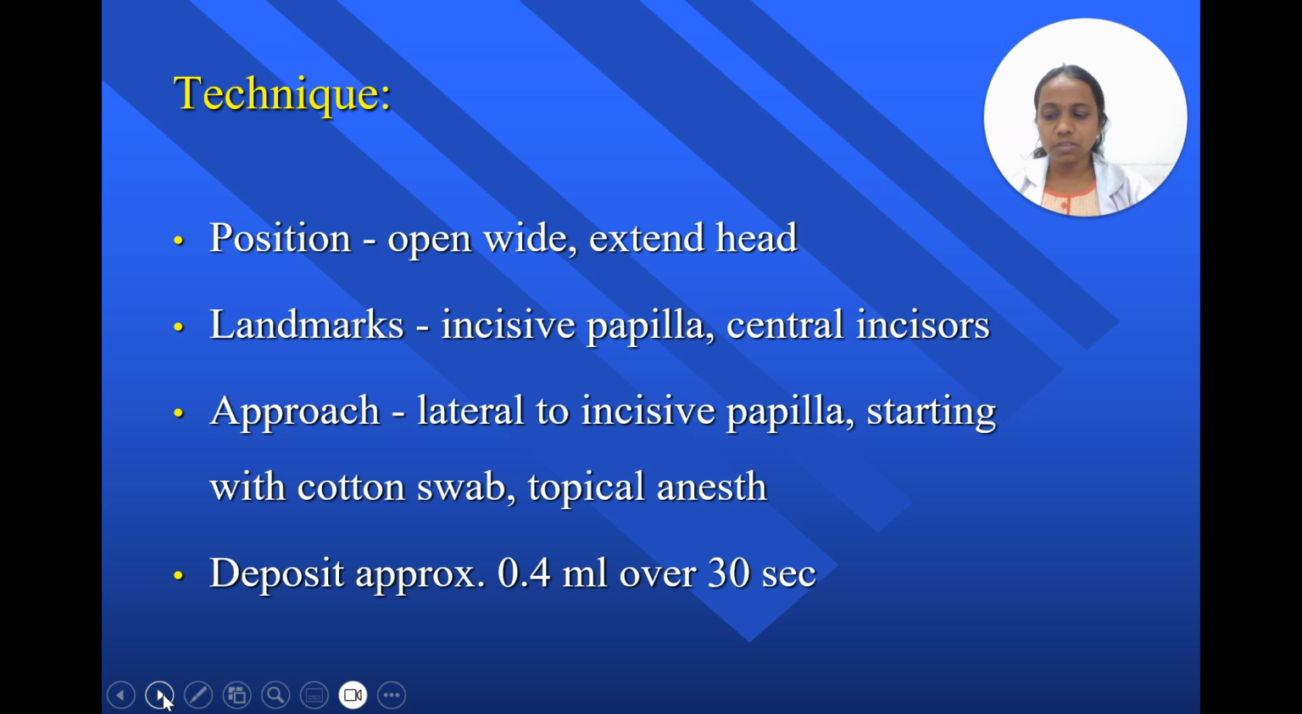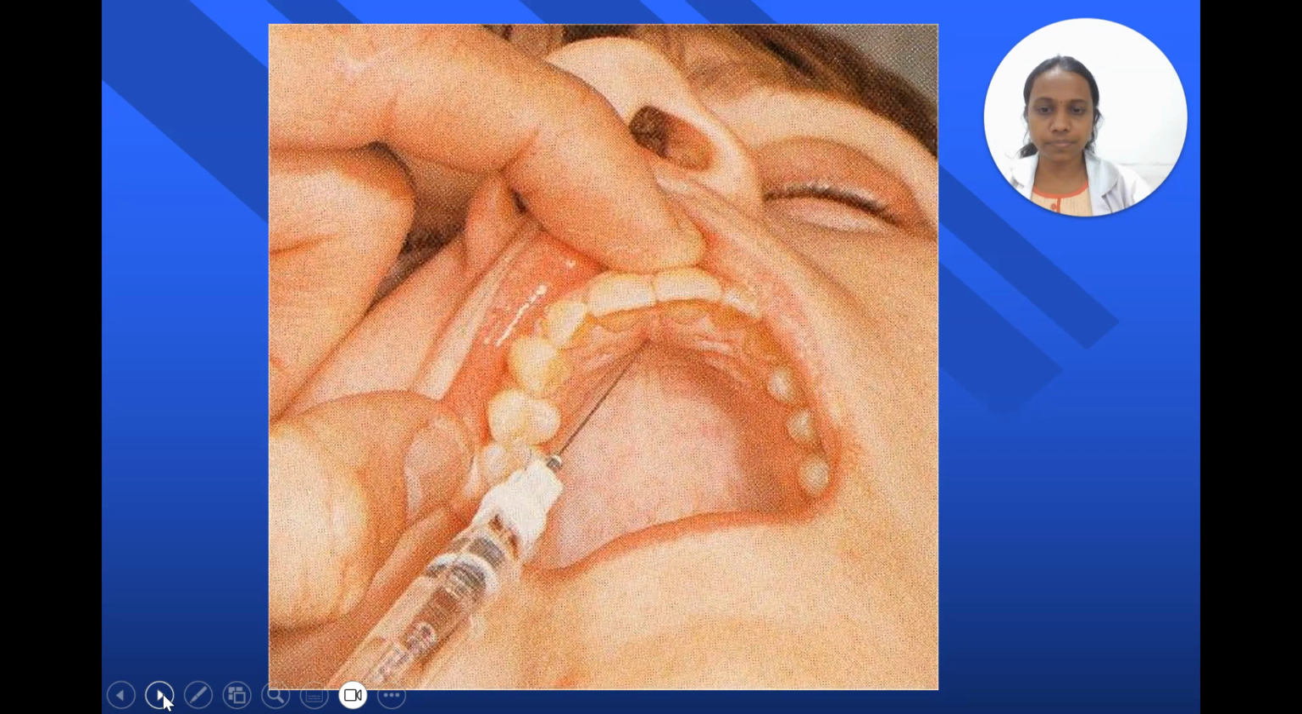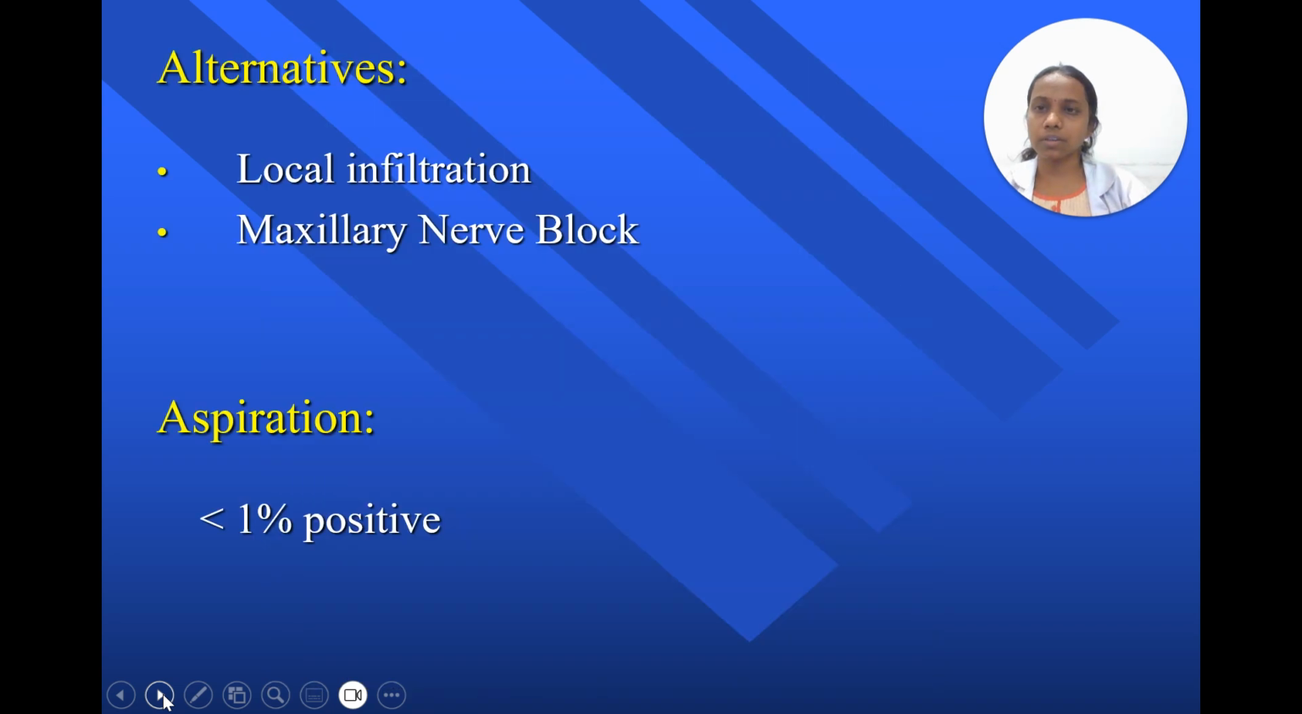Slowly, you insert your needle tip into the incisive papilla from the lateral side of the papilla. Once you contact the bone, withdraw a millimeter and slowly aspirate. Make sure you're not in a vessel and slowly deposit about 0.4 ml of the solution over 30 seconds. This injection being on the palate, in a very small area, you've got to be very cautious not to apply too much pressure, but a moderate amount of pressure is required, and you've got to give it over a period of 20 to 30 seconds.